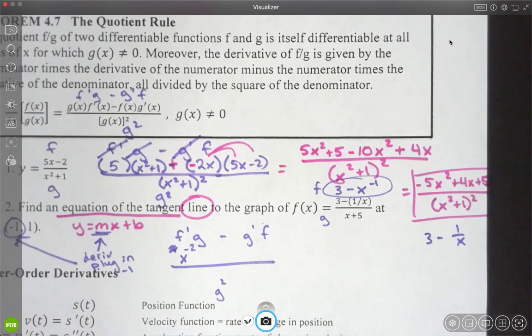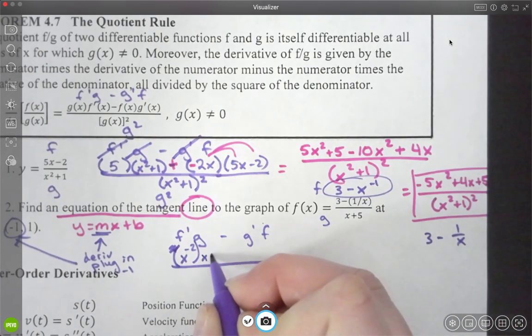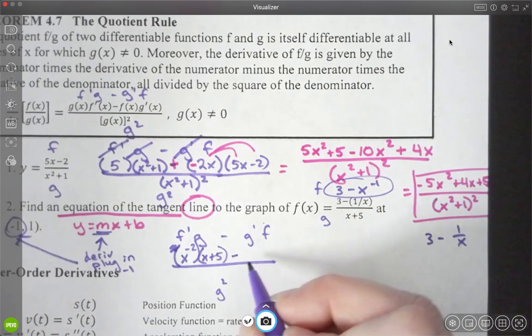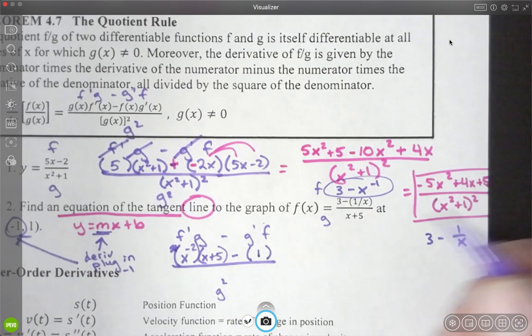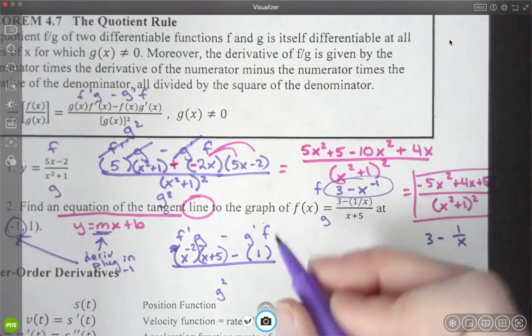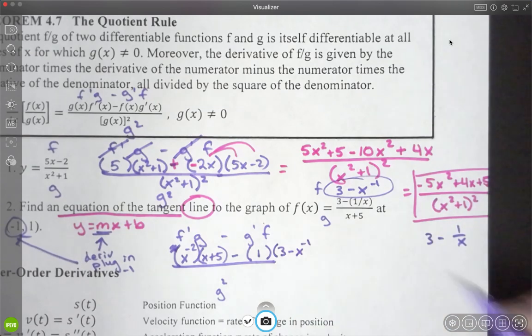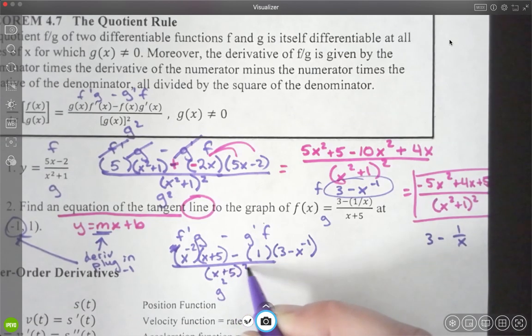Okay, just leave them like that. We'll fix them maybe here in a minute. Okay, so x to the negative 2 and g. G is x plus 5. That's what g is. Minus, what's g prime going to be? Oh, nice. 1 and 3 minus x to the negative 1 power. That's what f is. Okay, all over g squared, x plus 5 squared.